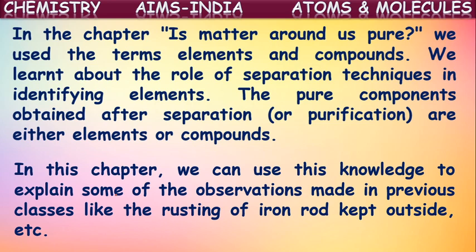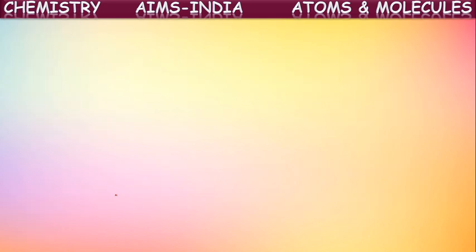So here we can use this knowledge to explain some of the observations made in previous sessions, like rusting of an iron rod kept outside. What happens if we keep the iron rod outside? We know that it will get rust. So how does it happen? We know iron, on reaction with atmospheric oxygen in the presence of moisture, will get rust. So what happens when an iron rod gets rust? That we are going to see in this chapter, the chemical reactions like this.